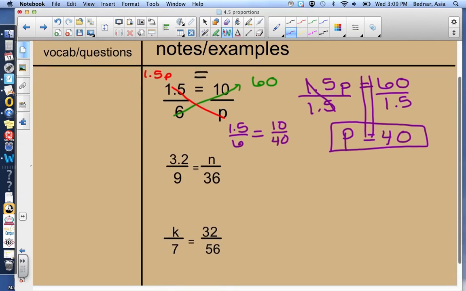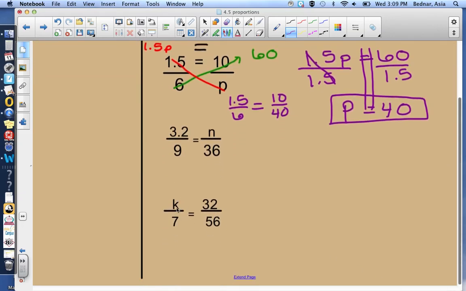Let's try the problem on the bottom here. How do I go from K over 7 is the same as 32 over 56? I could reduce this first if I wanted to deal with smaller numbers, but I have a feeling a lot of you won't do that at first, so let's just cross multiply. 32 times 7 is 224. And 56 times K is just 56K. And again, we have the equal sign in between.